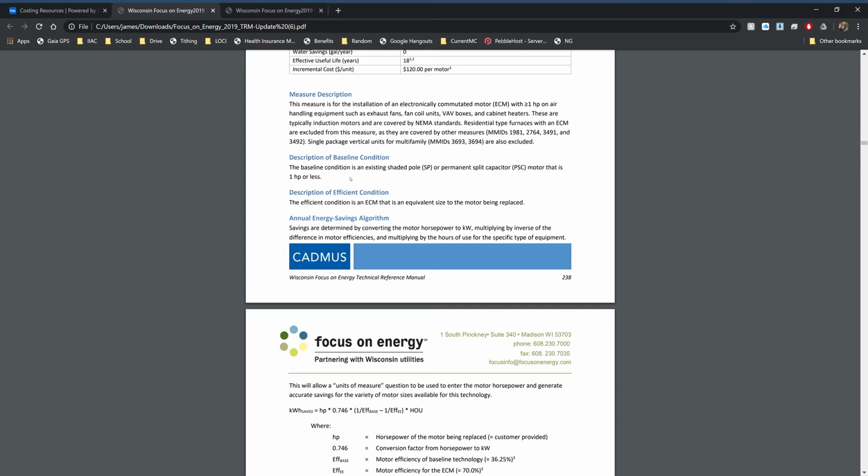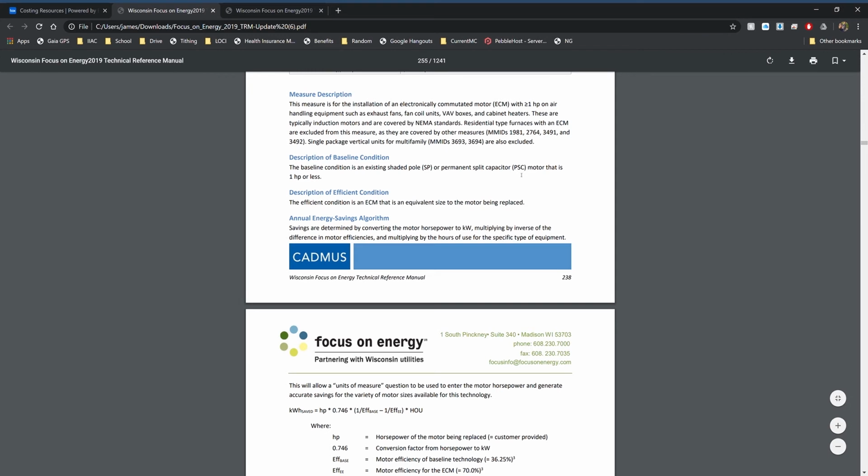So you'll walk into a refrigeration unit, for example, you'll look up on the ceiling and you'll see 2 sets of 4 motors, of 4 little fans, each with a PSC motor on it. So that's the baseline condition, and that tells you that you have an opportunity. That opportunity is going to be this efficient condition. So the efficient condition is an ECM that is equivalent to these motors being replaced. And basically the difference in these is these ECM motors are much more efficient than either of these 2 motors.